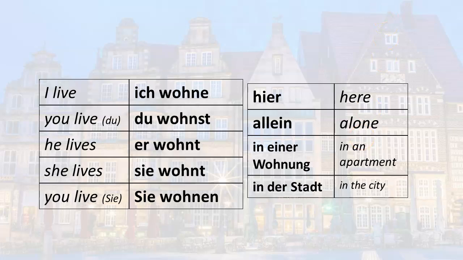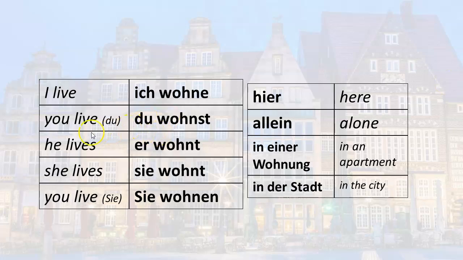So let's put all of this together. If you want to say I live here, you would say ich wohne hier. I live alone. Ich wohne allein. I live in an apartment. Ich wohne in einer Wohnung. I live in the city. Ich wohne in der Stadt.